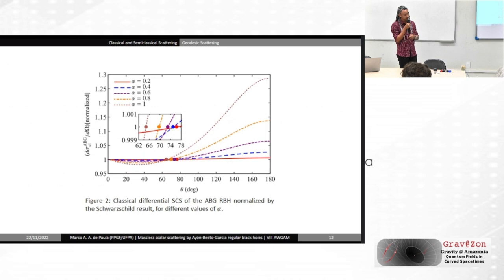This also occurs for the Heisenberg-Euler case, but it's not true for every model of regular black hole. For instance, for the Bardeen case, this kind of behavior doesn't occur.